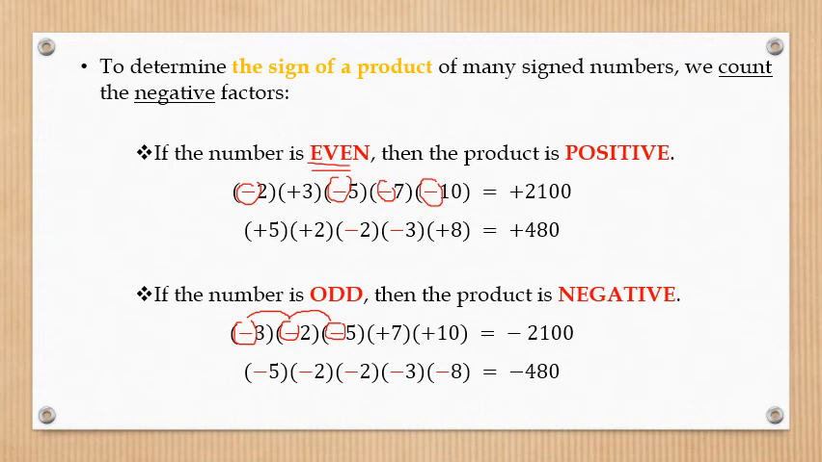Here, for another example, 1, 2, 3, 4, and 5. You have 5 negative numbers multiplied by each other. So the number is odd. We have 5 negative factors. Our answer should definitely be negative.